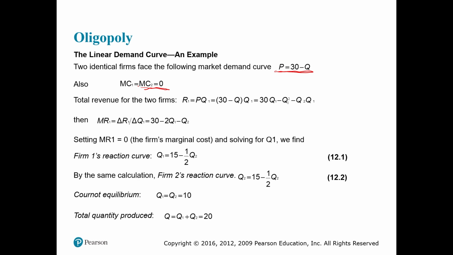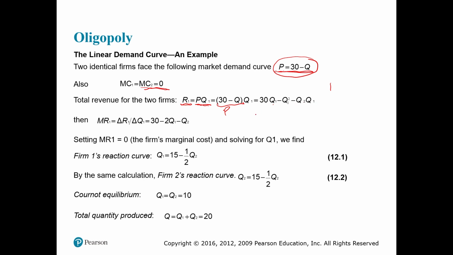So total revenue for the firm, for the two firms, is R1. If we want to find R1, how can we calculate it? We multiply P by Q1, because this is the revenue R1. Now P is 30 minus Q, as per the demand equation. If you solve this, you get 30 Q1 minus Q1 squared, and minus Q1 Q2.